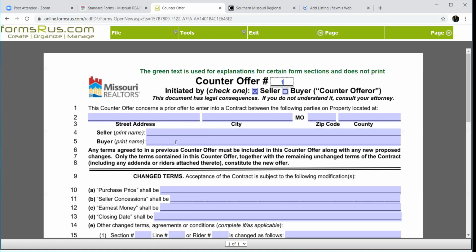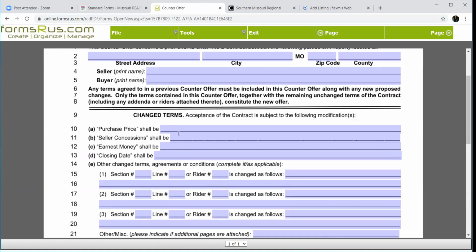Street address, zip, county, buyer, seller name. If they're just changing the purchase price or concessions or earnest money, they can do it on any one of these lines. Now, we talked about the property data period of 5 days. If I got that, I would probably counter that particular thing, and I would say section 7, line, whatever it is, 156, changed to 0. Okay? Or whatever it may be.